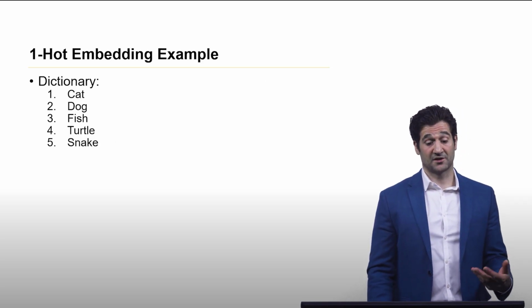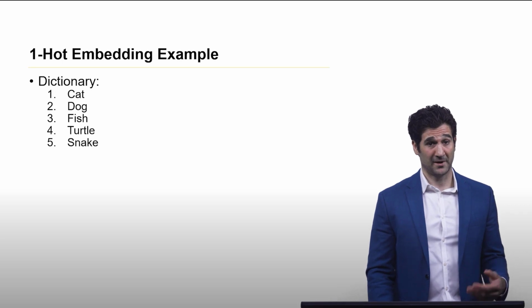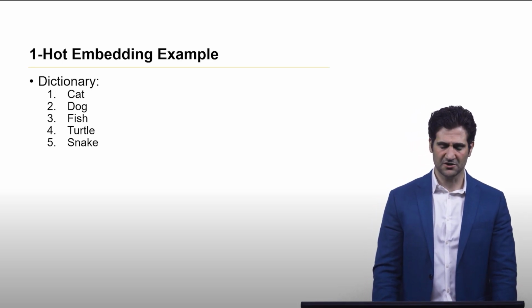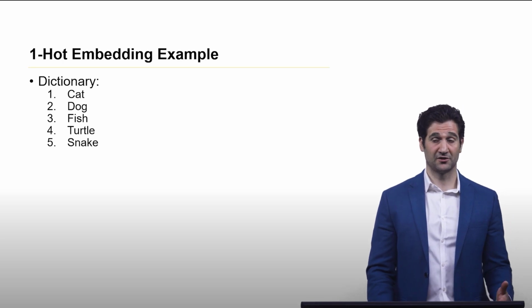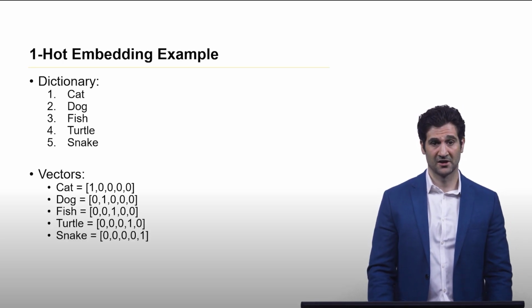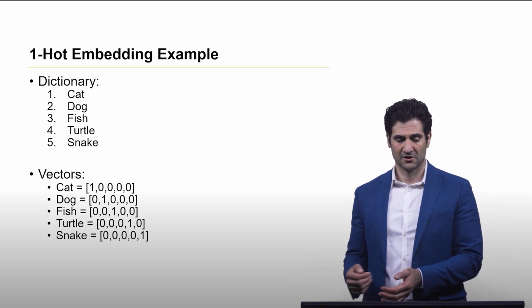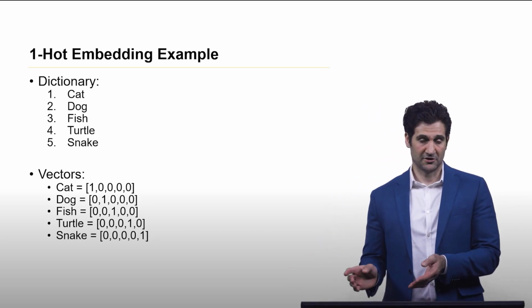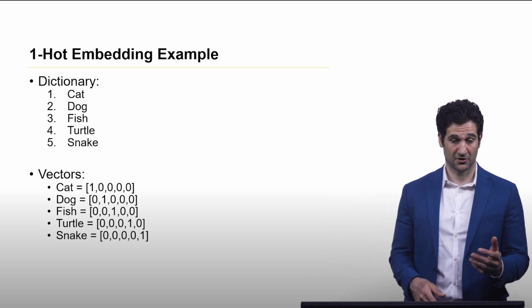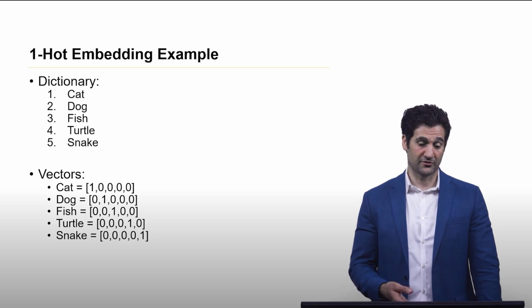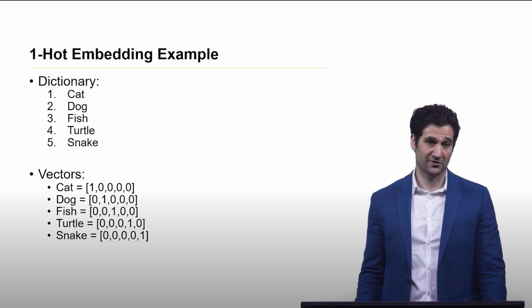Let's say this is our dictionary. We just have a couple of different pet types: cat, dog, fish, turtle, and snake. That's 5 words in the dictionary, so these will be vectors of size 5. And here's what the vectors look like. All we're doing is this, the 1 is just in a different location for each of the different words. And that's how you transform the words into vectors using a one-hot embedding.